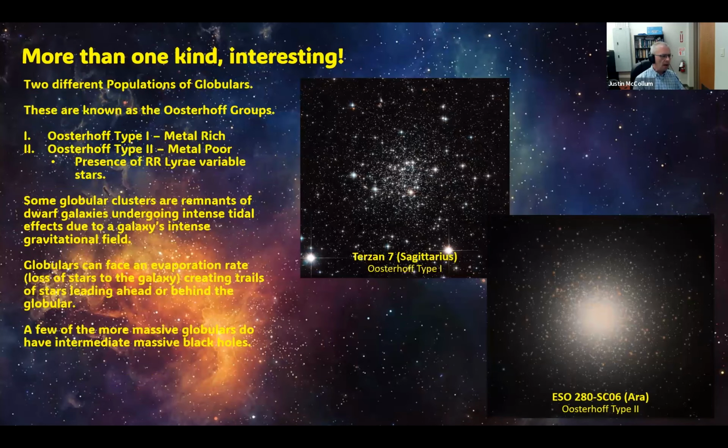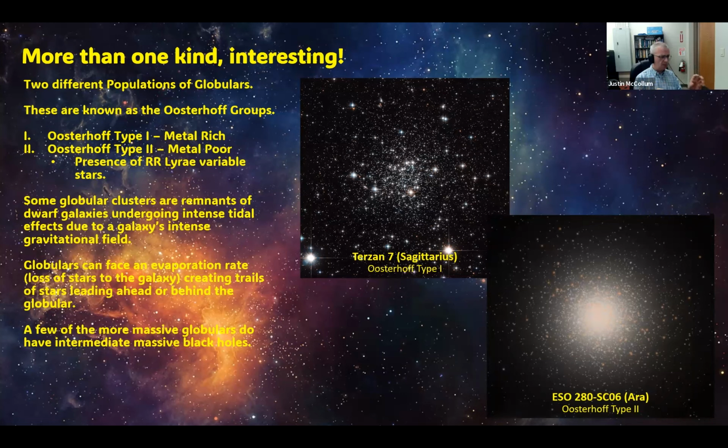Now, populations of globular clusters, they're what we call the Oosterhoff groups. The Oosterhoff type 1, like Terzan 7, is metal rich. So it has higher amounts of metals with respect to other stars and other globular clusters. The type 2 has very poor amounts of metal, but there are a lot of RR Lyrae variable stars. So they're stars that flicker.